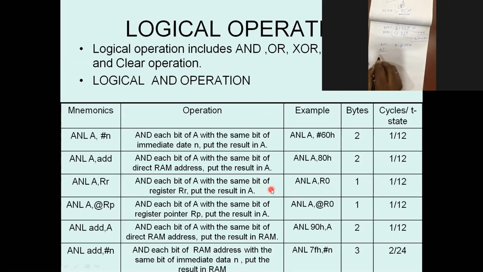Before the instruction, say the accumulator is AB. So AB means 10101011. 0F means 00001111. Okay, these are the result.